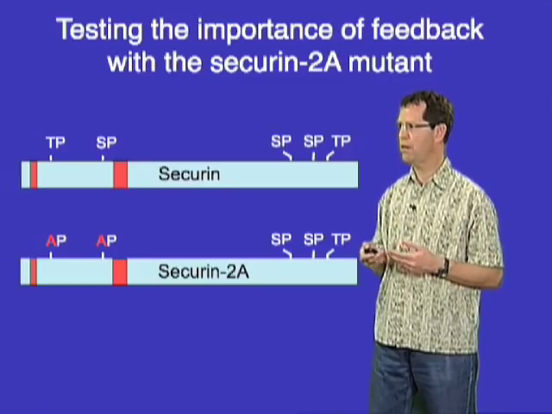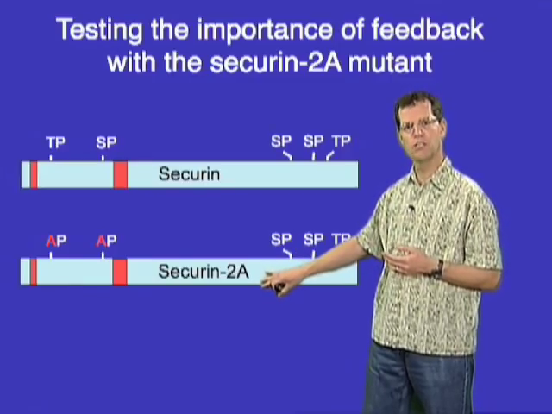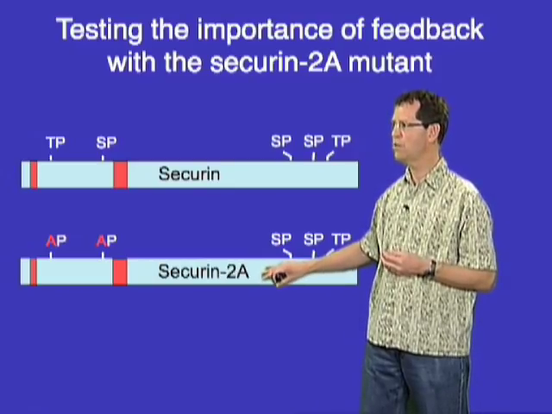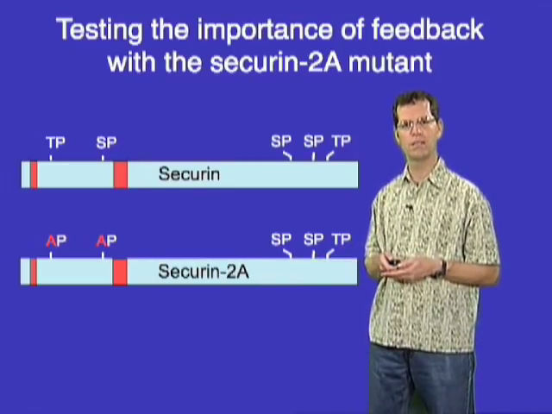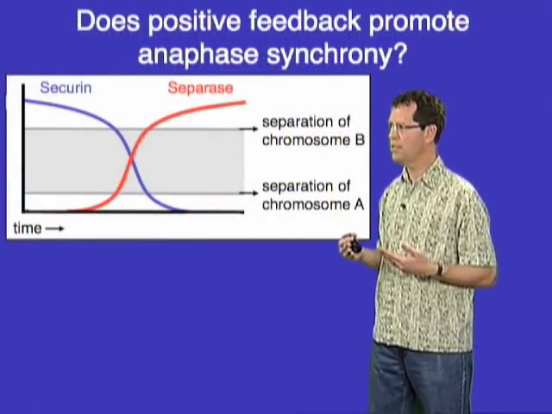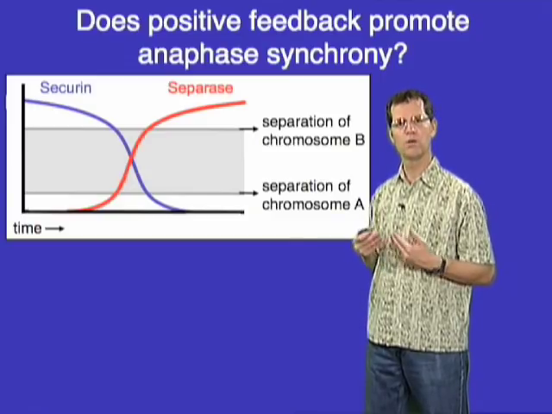Of course, the obvious hypothesis is that expression of this securin 2A mutant might somehow reduce the synchrony of anaphase in these cells. And so then the question becomes, how do we test the synchrony of anaphase? And to explain what we did, this slide illustrates the underlying thought process that's going into the experiments I'm going to show you.